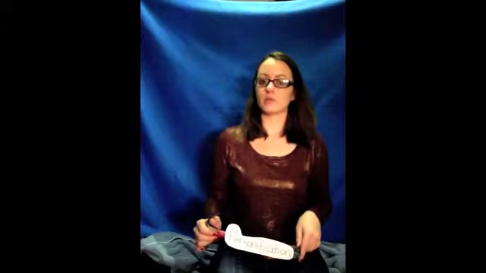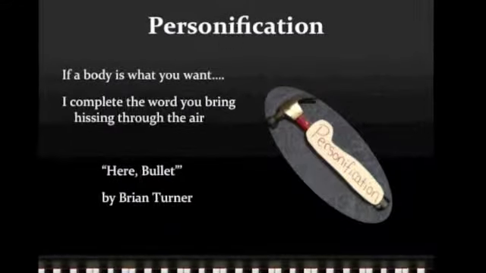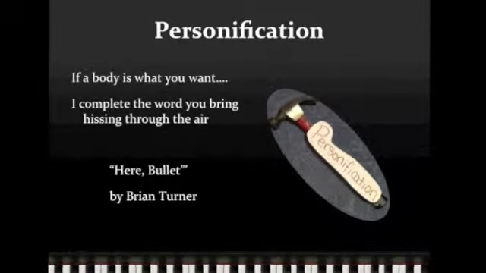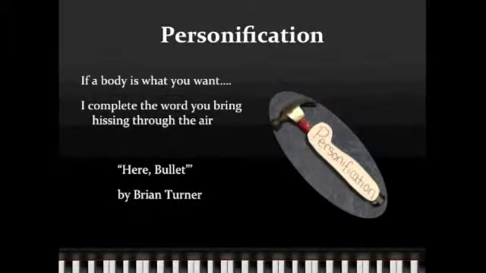Personification is when you ascribe human features, qualities, or attributes to non-human entities like objects or animals. In this poem, the author ascribes qualities of human beings, like desire and the ability to speak, to an inanimate object, in this case, a bullet.